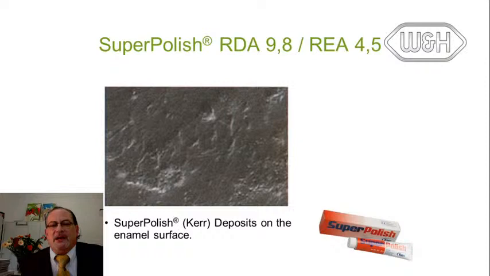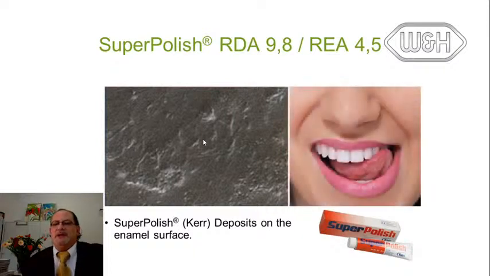So what are we actually doing when we are polishing? We are leaving a layer of prophylaxis paste on the enamel surface, filling up the grooves that are there naturally or have been generated by tooth wear. So a thin layer of the prophylaxis paste is left on the tooth, and this gives the patient the feeling of a smoothened surface.